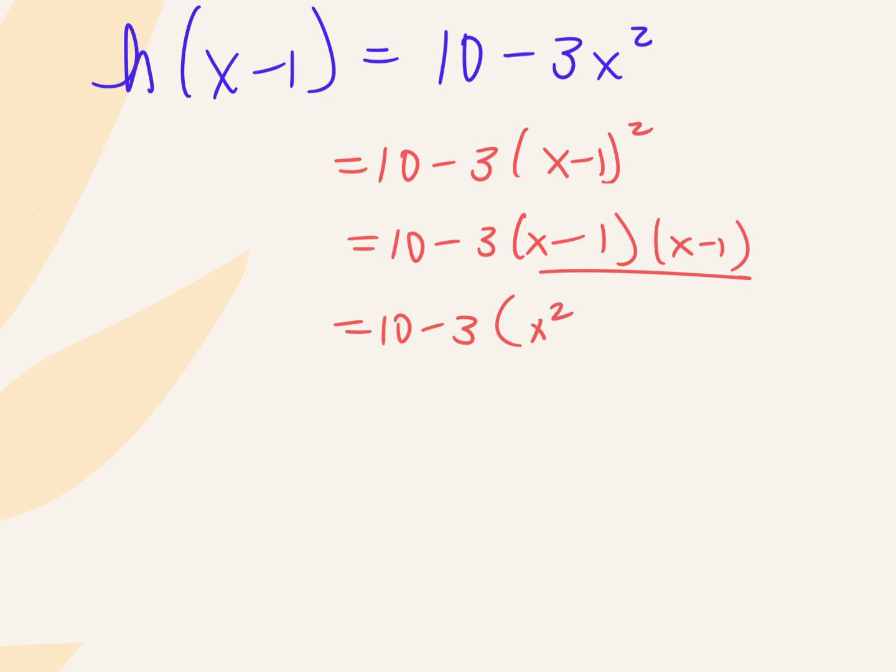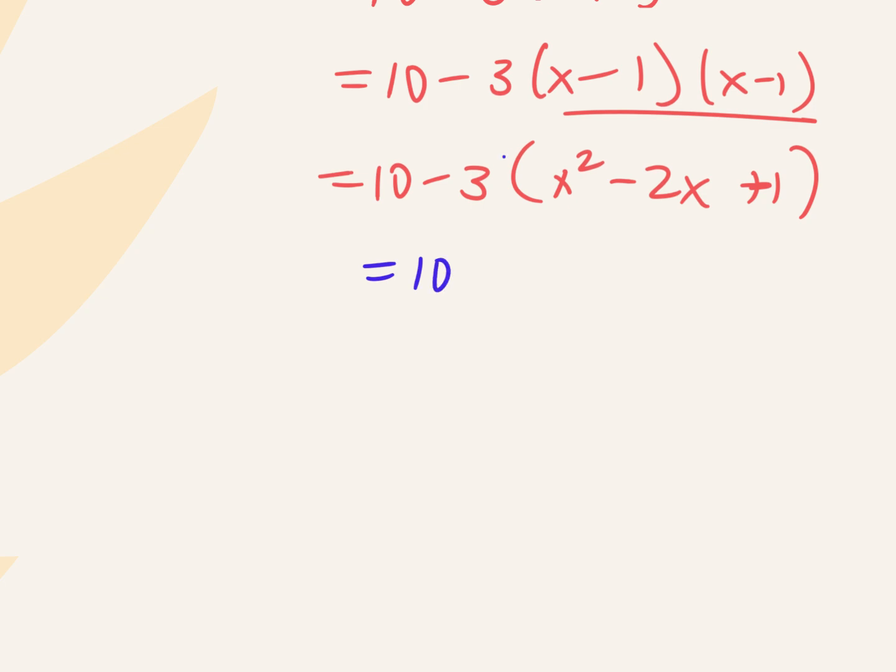Okay, x squared. What's x times negative 1? Negative x, and then what's negative x times 1? Negative x, so how many negative x's do I have? Okay, so minus 2x, and then what's negative 1 times negative 1? Plus 1. Now what?